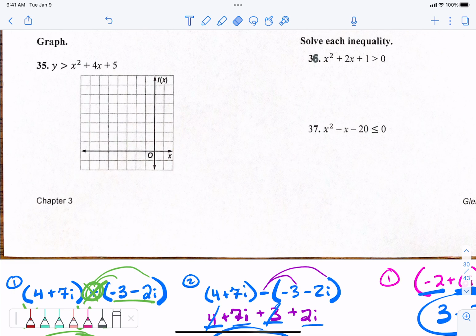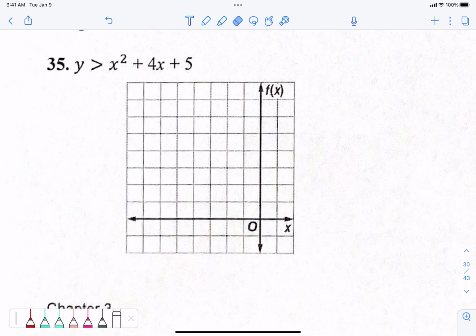All right, starting with 35. We are wanting to graph this. How do you know that we're just graphing this versus having to shade this? What in here tells me I have to shade this thing? Yeah, this symbol right here. If it was an equal to symbol, we would just graph the thing and be done, right? But the fact that it is an inequality symbol means that I have to eventually end up shading.